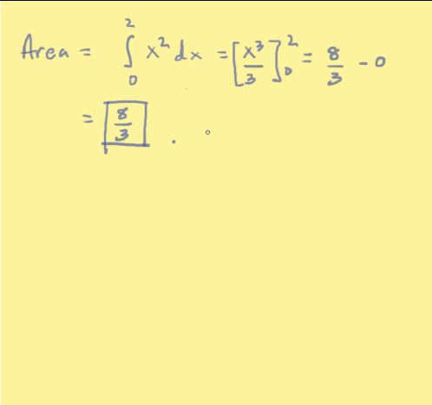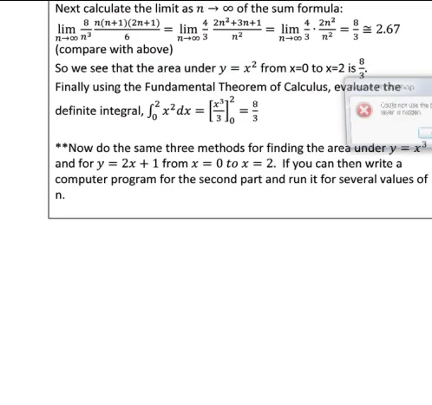So now I'd like you to do the same thing for some other functions. All right, so here we have the instructions. Do the same 3 methods for finding the area under first y equal x cubed, and then under y equal 2x plus 1, both from 0 to 2. So for y equal x cubed, you'll need the sum of i cubed formula, and for y equal 2x plus 1, you'll need the sum of i formula.